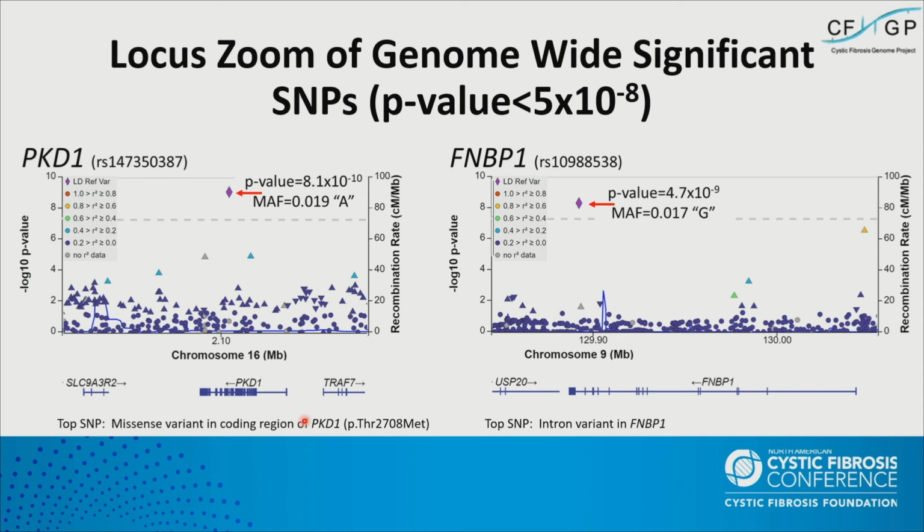So on the left side, the first significant variant was found in PKD1, which codes for polycystin 1, with a p-value of 10 to the -10. Interestingly enough, the minor allele frequency was only 1.9%. So that tells you this genetic variant must have a large effect size for you to get a genome-wide significant p-value there. This is actually a coding region SNP in PKD1.